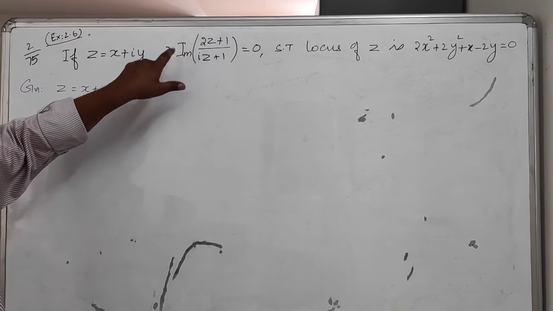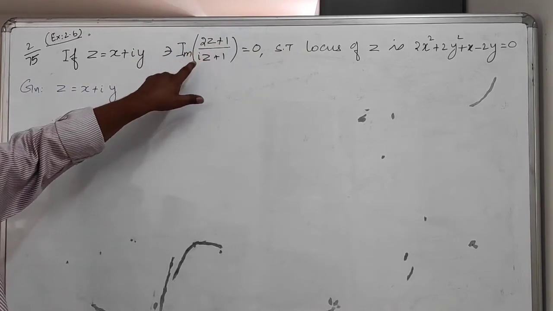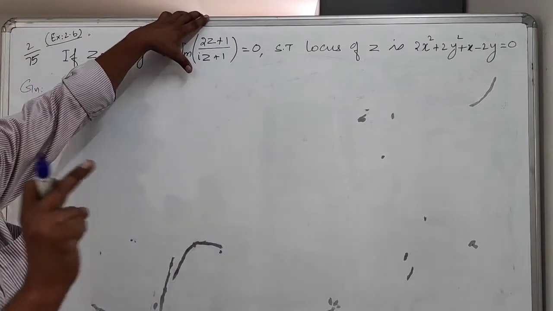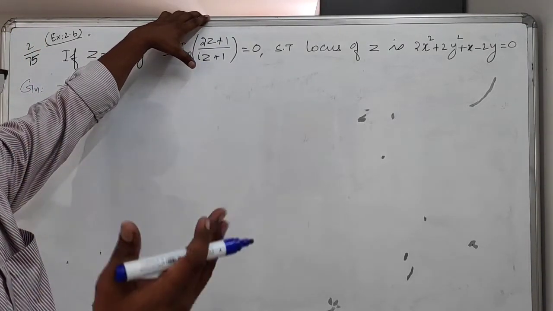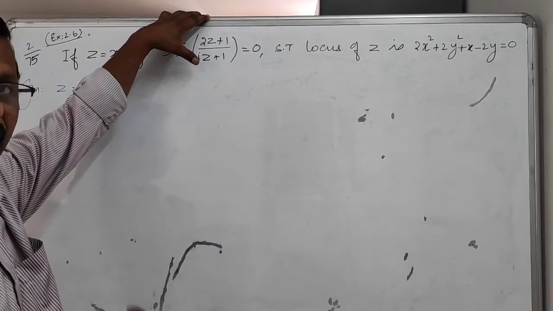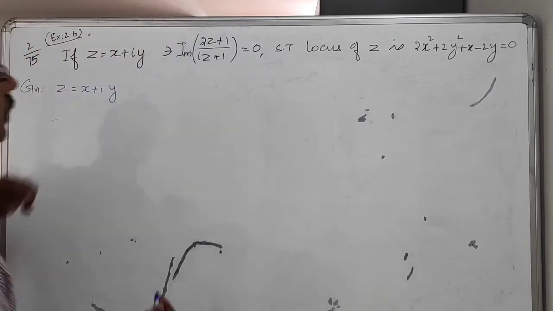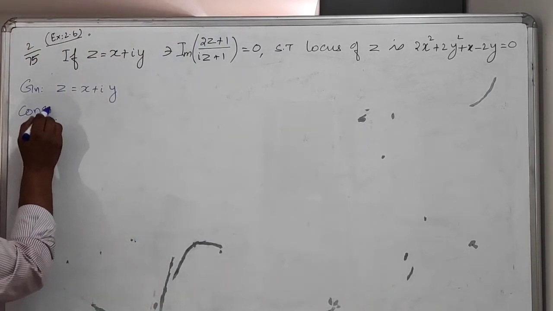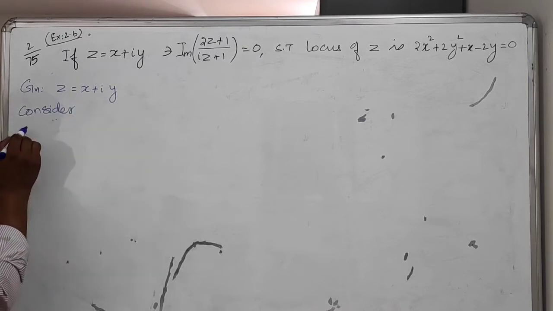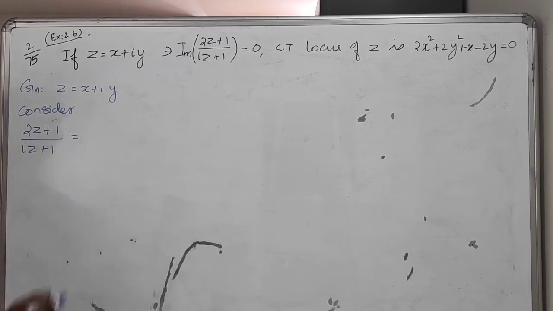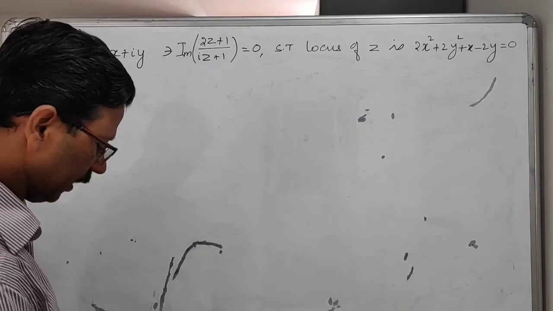First, the imaginary part of (2z plus 1) by (iz plus 1). This (2z plus 1) by (iz plus 1) must be written in the rectangular form. Then only we can easily identify which is the real part and which is the imaginary part. Therefore, first let us consider the value of this one. Consider (2z plus 1) by (iz plus 1). That is (2z plus 1) by (iz plus 1).